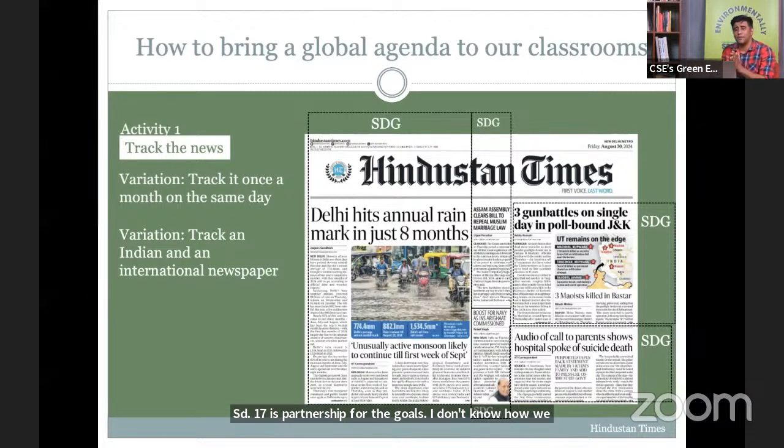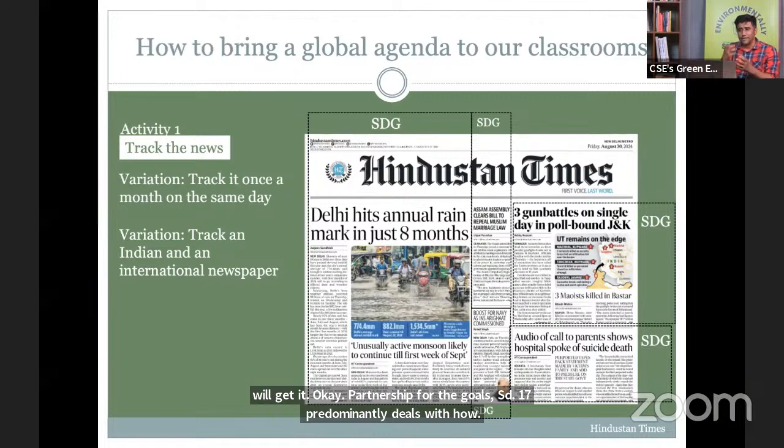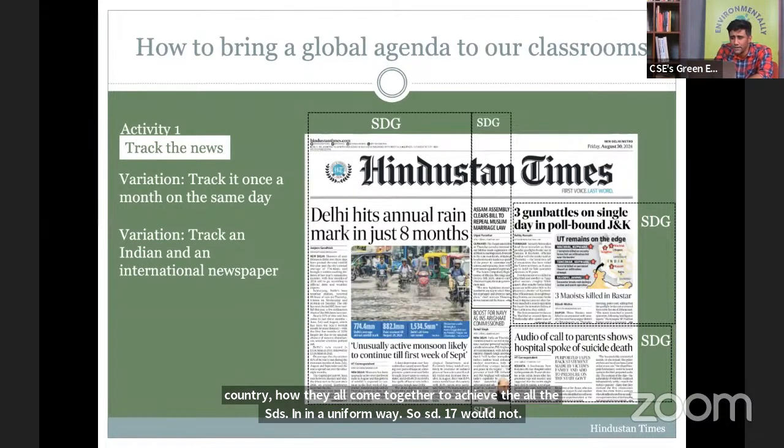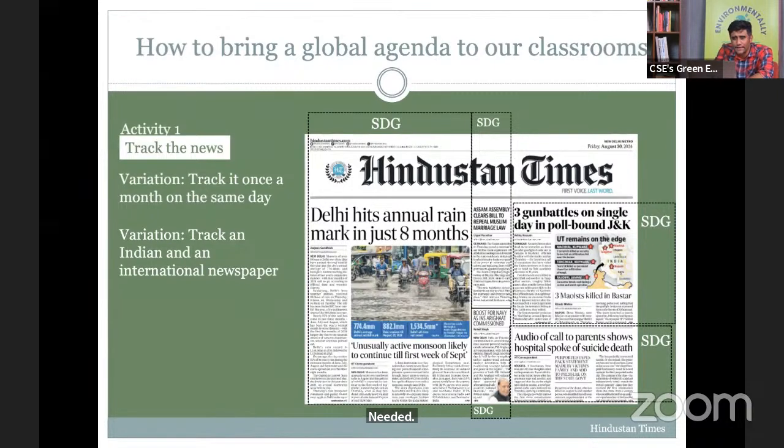SDG 17 predominantly deals with how countries and also institutions within an individual country all come together to achieve all the SDGs in a uniform way. So SDG 17 would not be directly related to this. Fair enough. I think reduced inequalities or gender equality is basically what we're looking at. Gender equality is the one that should be taken up over here.